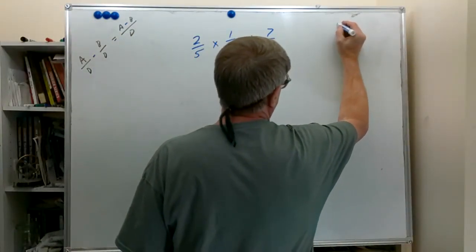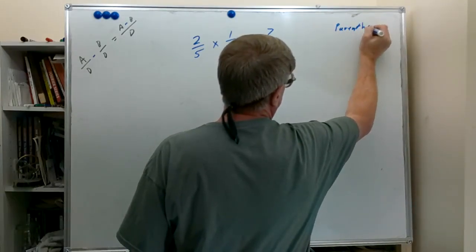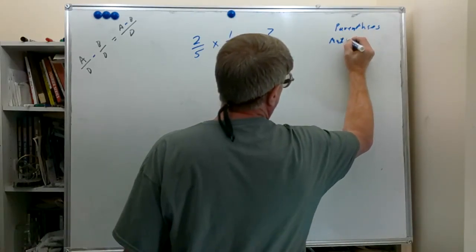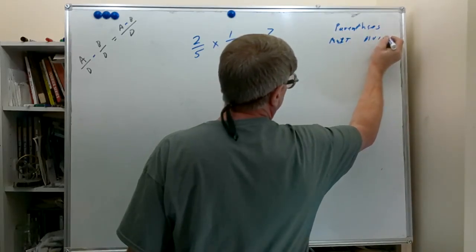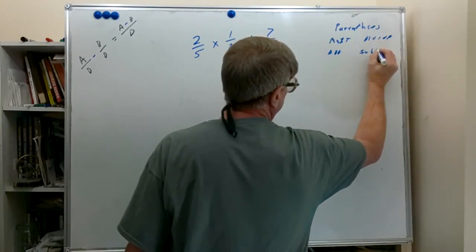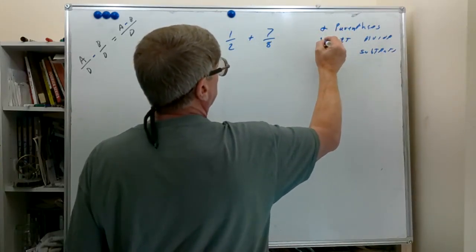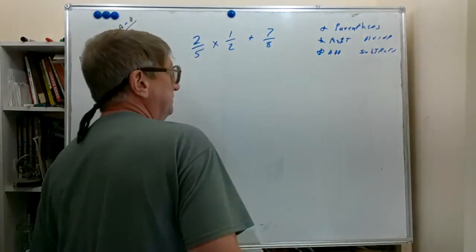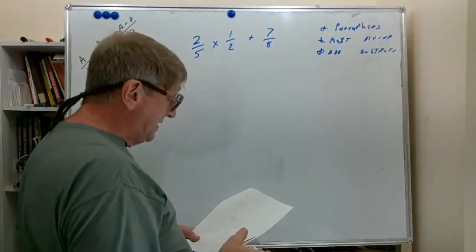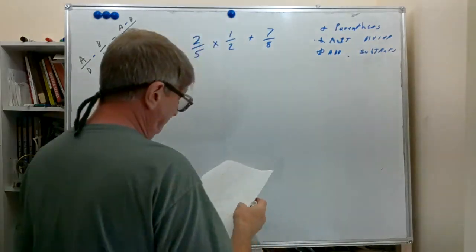It was parentheses, divide, multiply and divide, and then addition and subtraction, add and subtract. So we don't have parentheses to deal with, but we have multiplication, division, we also have subtraction. So we need to do the multiplication before we do the addition and subtraction.